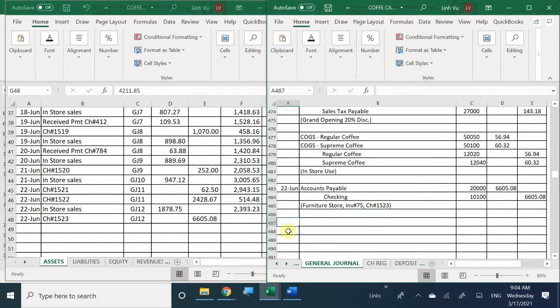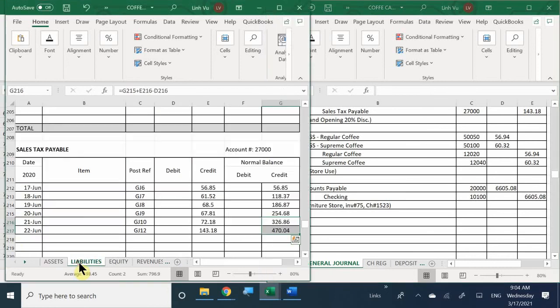So what is next? Checking. We are in checking. Subsidiary ledger. You forgot to do the accounts payable. Oh yeah.